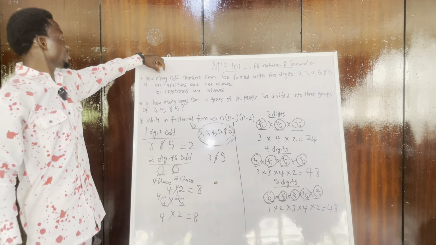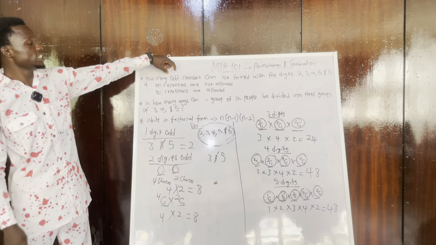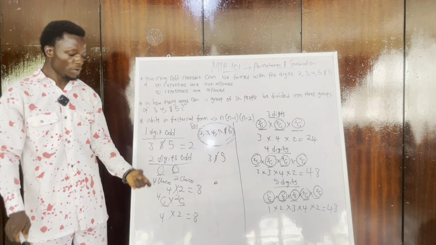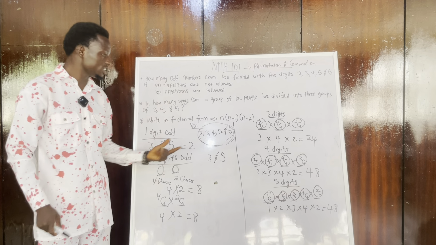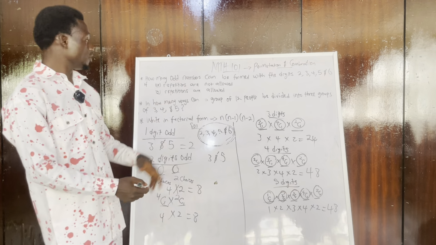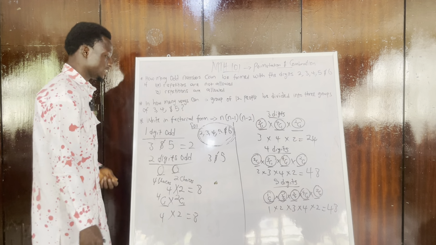If we are restricted to 3-digit odd numbers alone, we only do this one. But they said how many odd? So we can have 1-digit odd, 2-digit odd, 3-digit odd, 4-digit odd, 5-digit odd. So let's add odd, for repetitions are not allowed. Now let's add everything together.